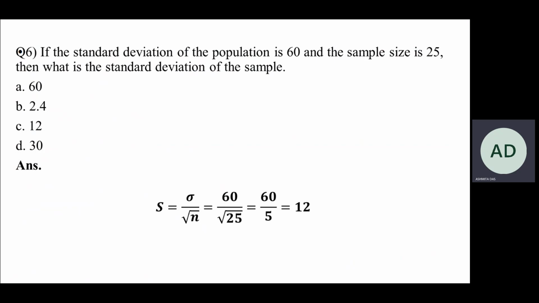Here sigma represents the standard deviation of the population, which comes as 60, and n is represented by the sample size, which comes as 25. So 60 divided by root over 25, and the root of 25 is basically 5. So 60 divided by 5. So the correct answer comes as 12. So here option C is the correct answer.